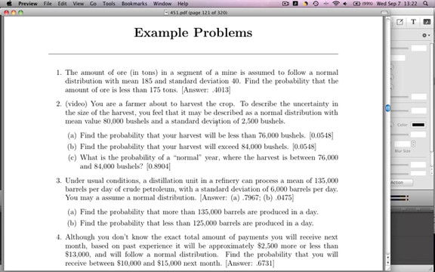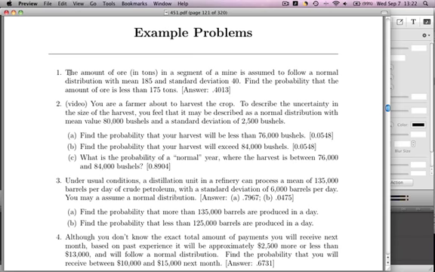Let's find some normal probabilities. If you turn to page 121 in the course packet, let's take a look at problem number 1. This problem reads, the amount of ore in tons in a segment of a mine is assumed to follow a normal distribution with a mean of 185 and a standard deviation of 40. Find the probability that the amount of ore is less than 175 tons.